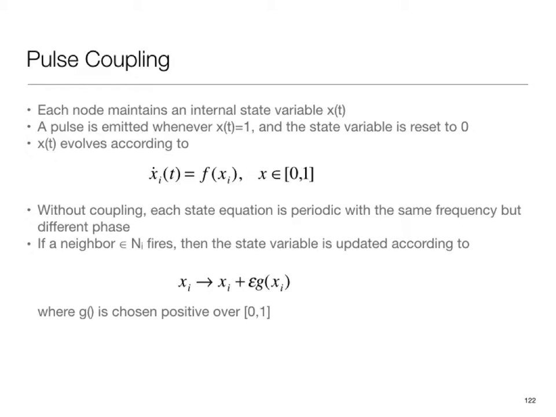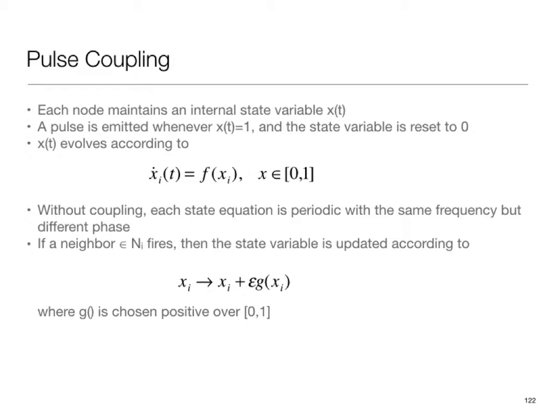Some state variable x, and I'm basically saying x dot, the time differential of x, is some function of x, and that evolves according to this. And what will happen is that if there was no coupling, then all I will see is, at different nodes, some periodic waveform, and these periodic waveforms will not be synchronized. They'll be out of phase.